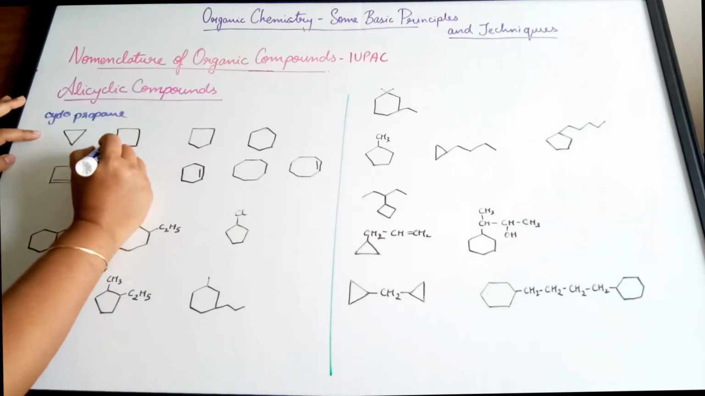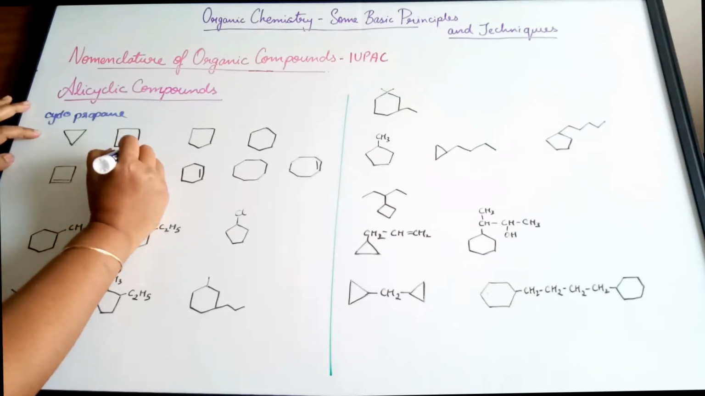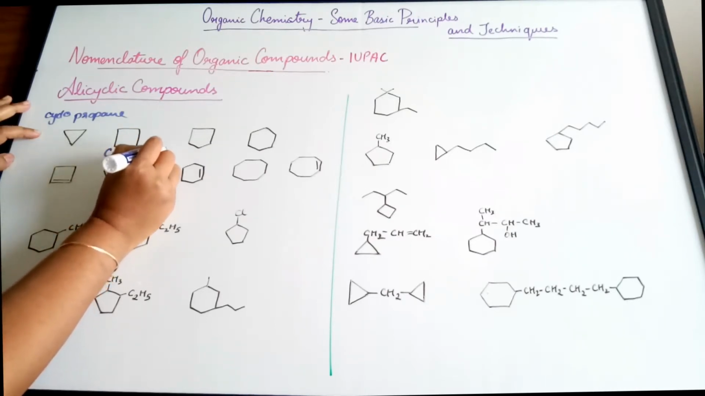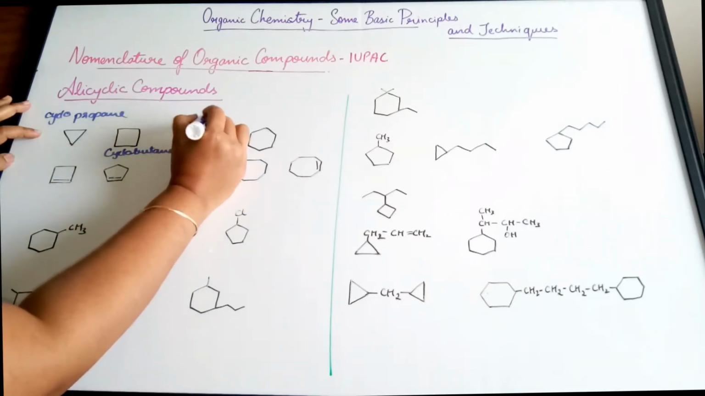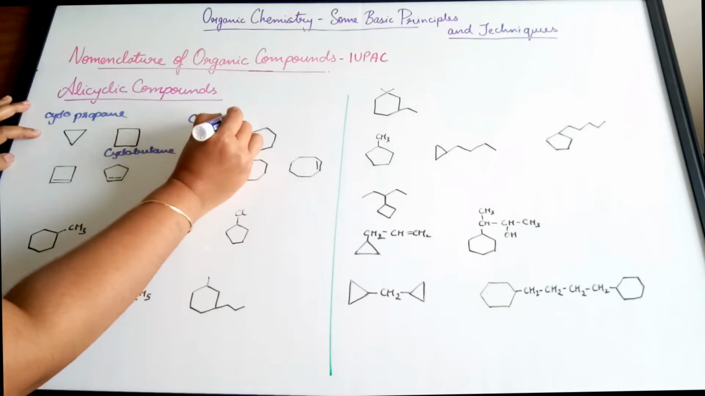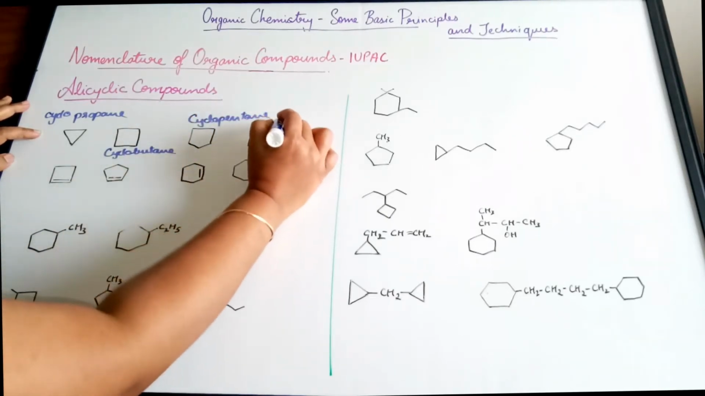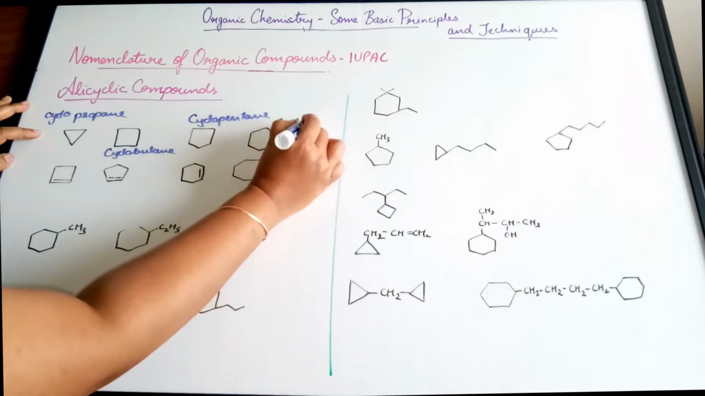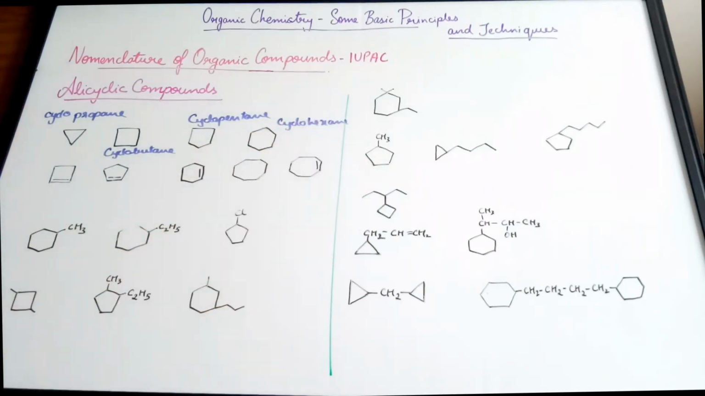This would be cyclo, 1, 2, 3, 4, so butane. This has 1, 2, 3, 4 and 5, so cyclopentane. This has 6 carbon atoms, so cyclohexane. So we're just using the word cyclo in front of the straight chain alkane.